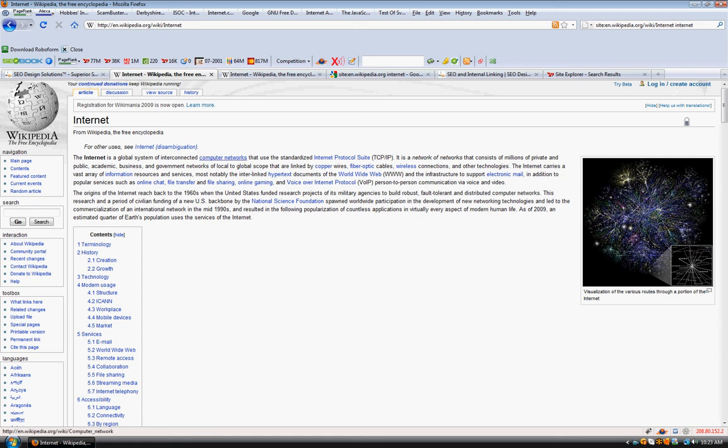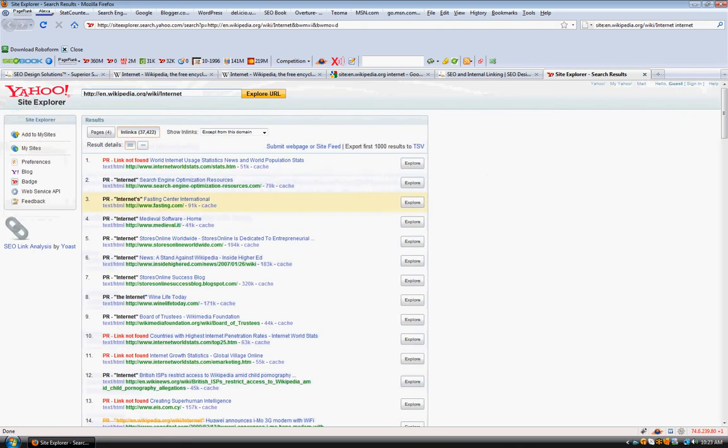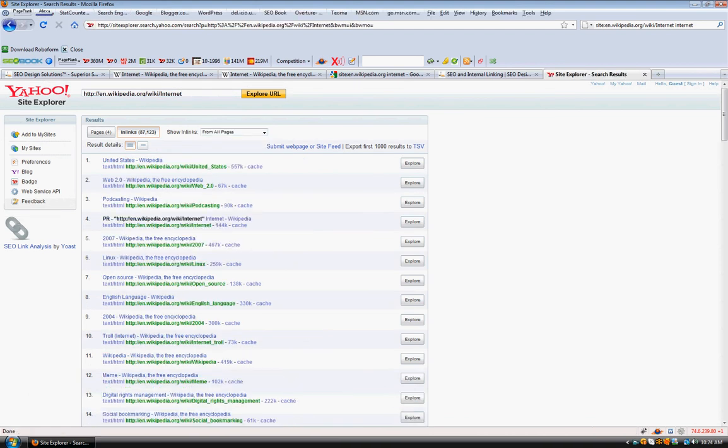H1 reinforces it, but internal linking more specifically, going back to the topic, is showing how many times this specific phrase is being linked to on this page. So 37,000 inbound links from other pages, but when you look at this, 87,123, so there's roughly over 50,000 inbound links from Wikipedia itself that is linking to itself.